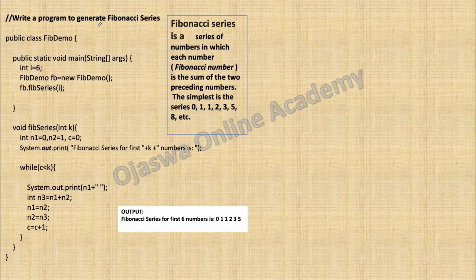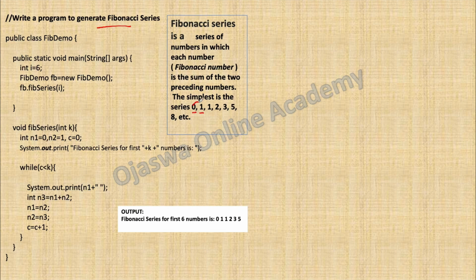Write a program to generate Fibonacci series. Let us try to understand what is Fibonacci series. Fibonacci series is a series of numbers in which each number, Fibonacci number, is the sum of the two preceding numbers. For example, the series starts with two numbers 0 and 1.